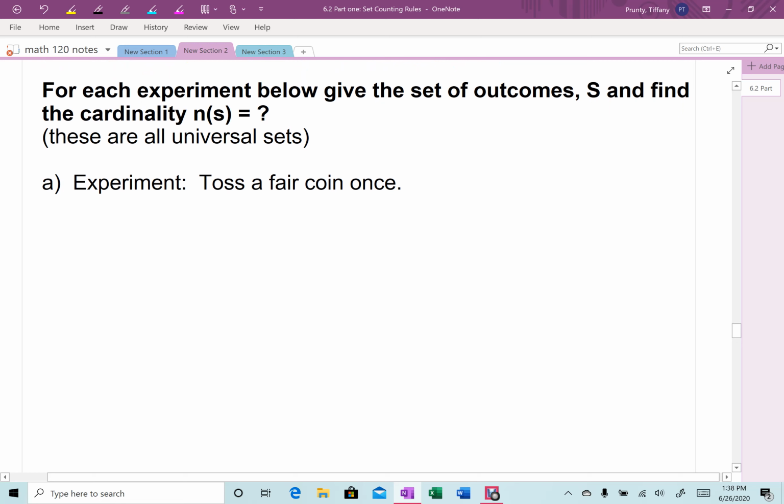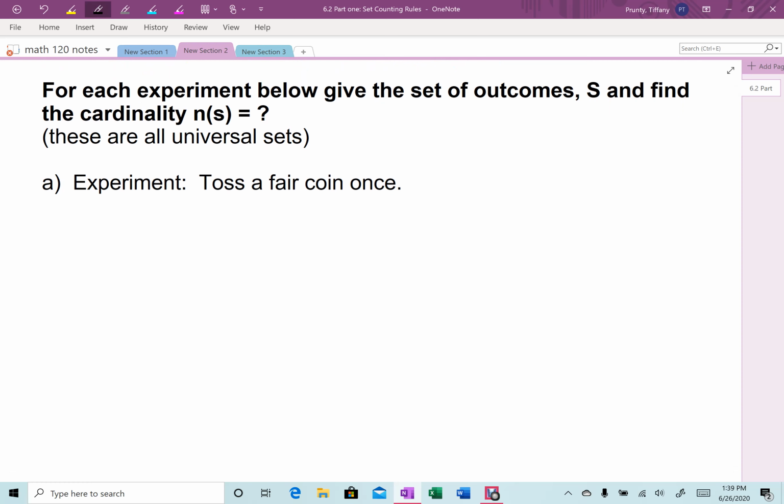All right, so the first one. For each of the following sets, we want to find the universal set and the count. We want to know how many outcomes there are. I'm going to both list them and then count them. The first one's the easiest, simplest case.